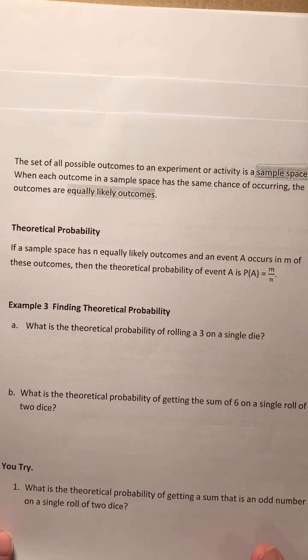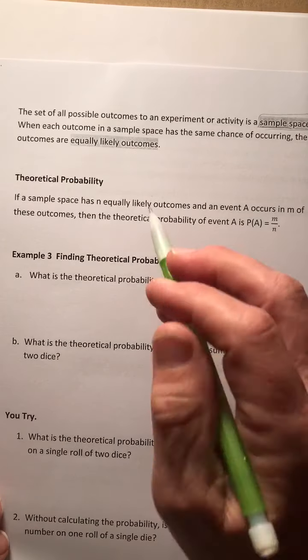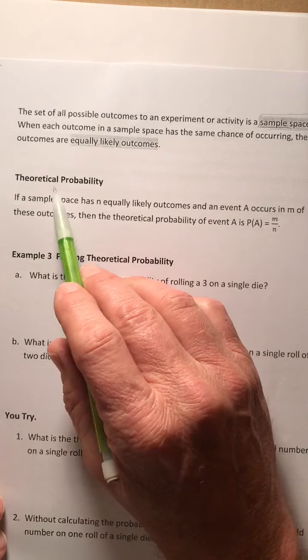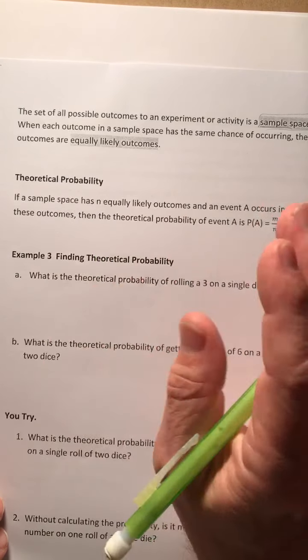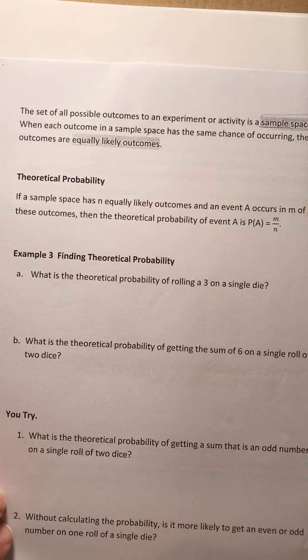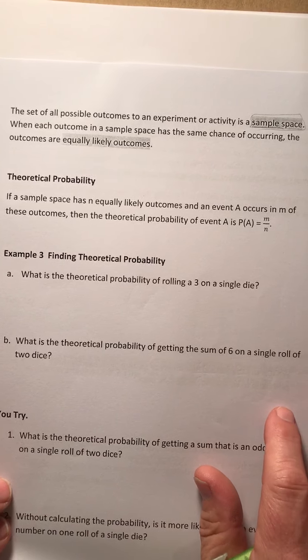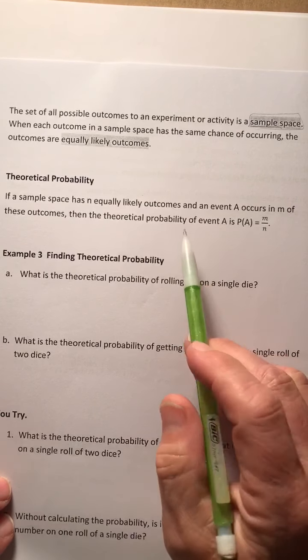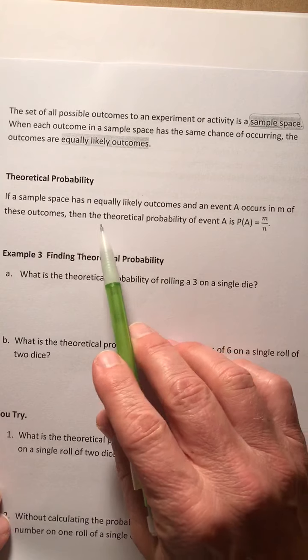Is you want it to be equally likely outcomes. All right. Theoretical probability. So now this is in theory. So this is where we're not doing an experiment. We're just saying, okay, this is what should happen in theory, and we're not going to do an experiment.